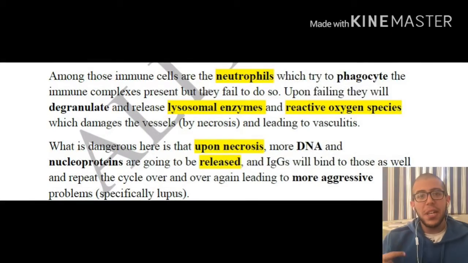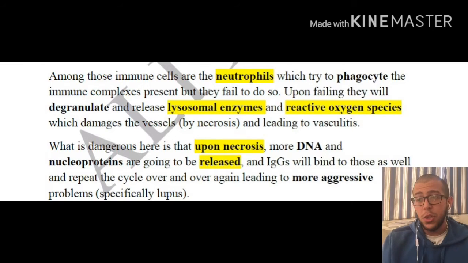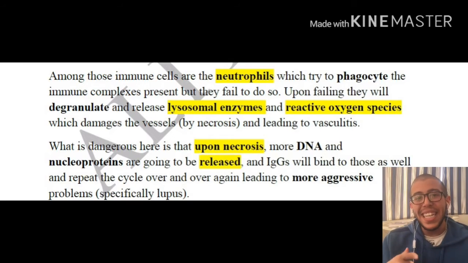Essentially, it is important because the immune cells that are going to be called upon by these chemokines are neutrophils, and these neutrophils are going to try to phagocytose these immune complexes, and they're also going to fail like the macrophages. Now, when they fail, they are going to be degranulating. They're going to be releasing the granules that are present within them.